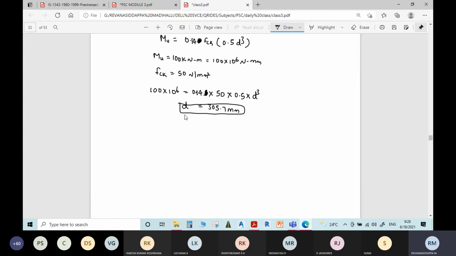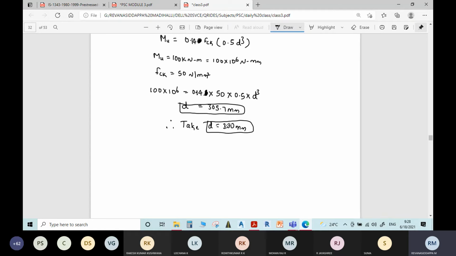So for practical implementation of the section, we have to choose some round figure. You can choose around 300 mm. Therefore, take d is equal to 300 mm. Actually, we should not choose less than that required value. But as there is only 5 mm difference, I am choosing it as 300 mm as a standard depth. You can also go for 320 mm, no problem.